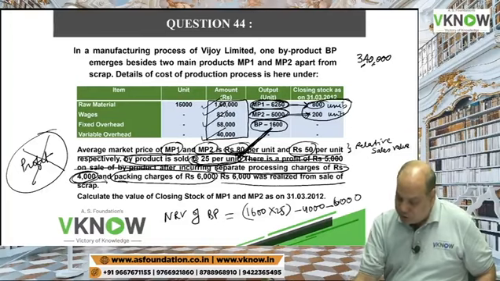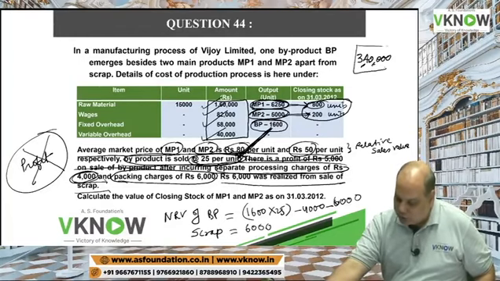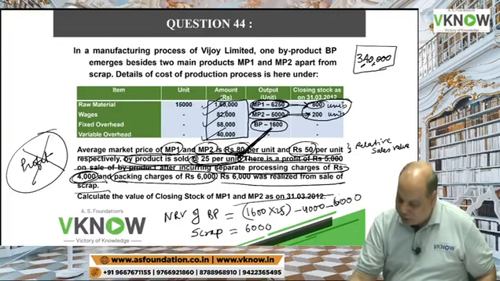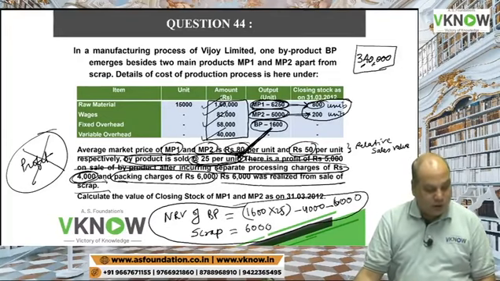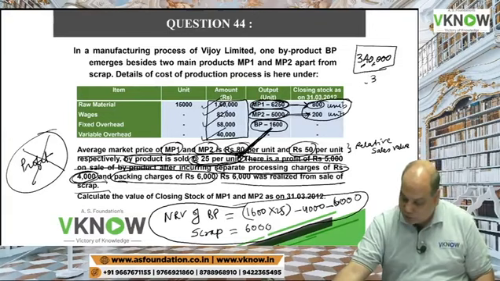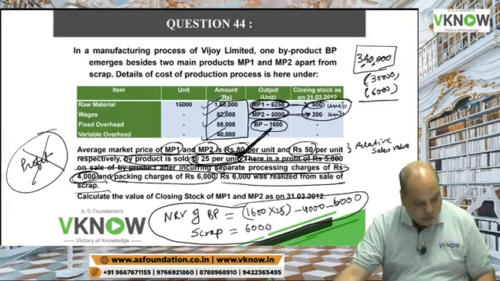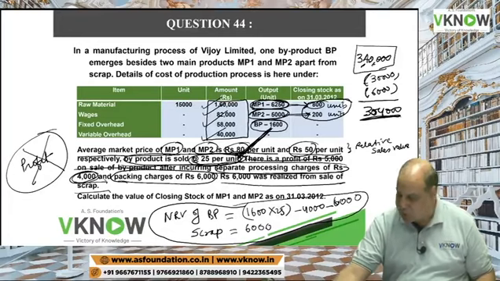Rupees 6,000 was realized from the sale of scrap. NRV of scrap is 6,000 rupees. My total cost is 3,40,000. I will deduct the scrap value and NRV of byproduct from the total cost. That is 30,000 I will deduct, and 6,000 I will deduct. So this will give me 3,04,000 as joint cost.